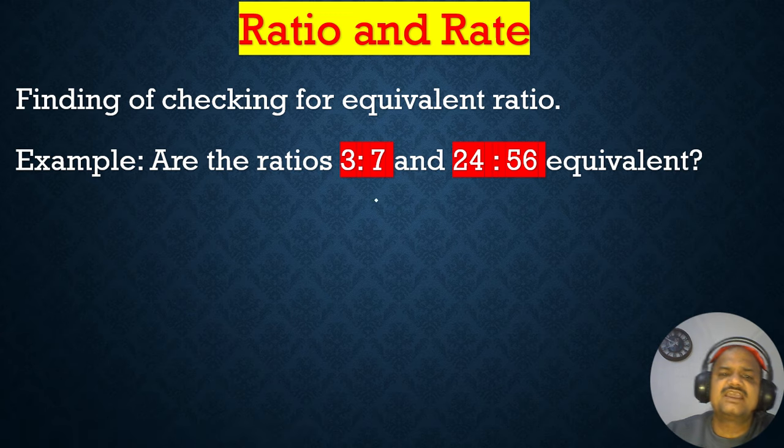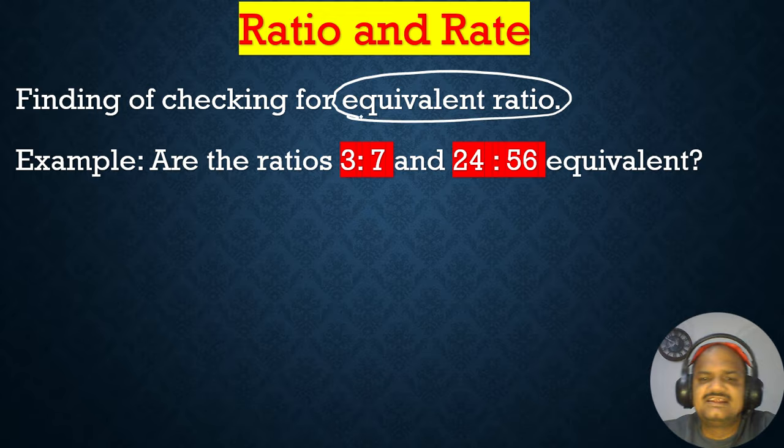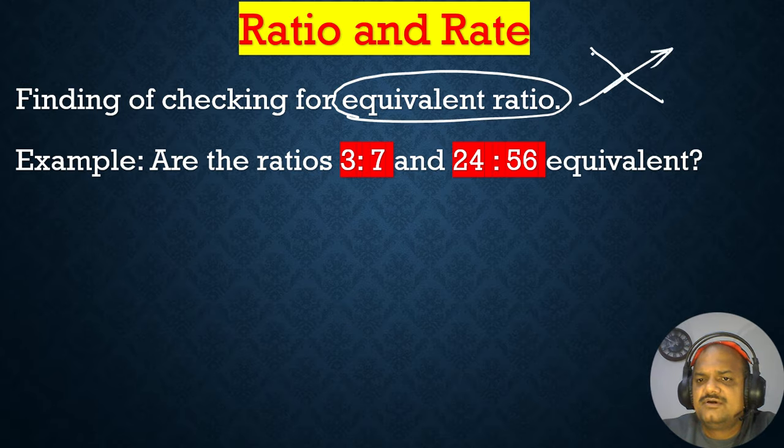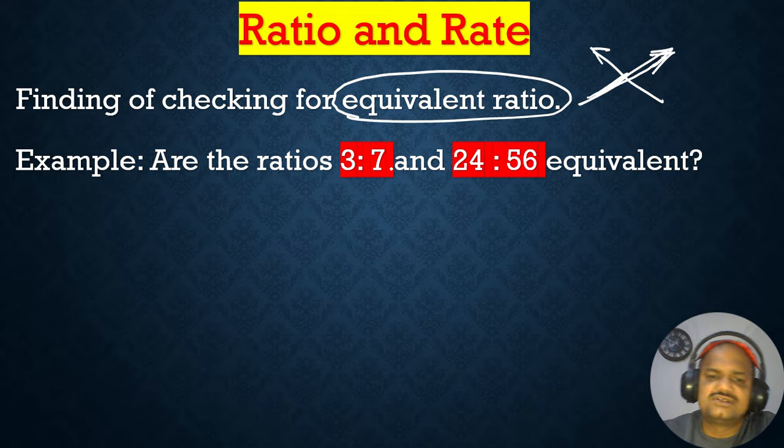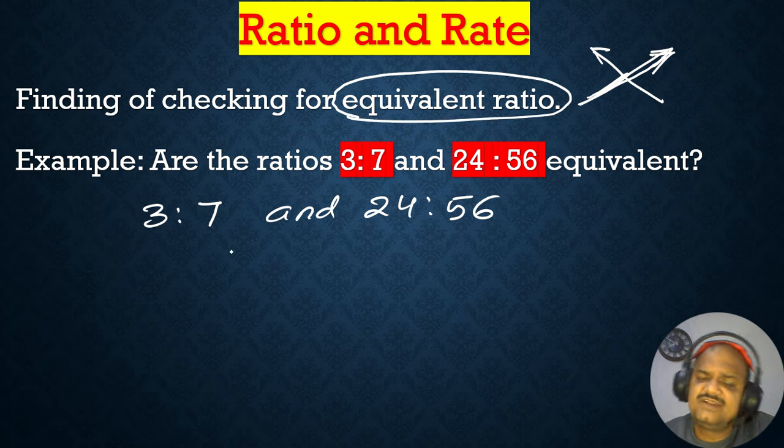Now next thing we can have is equivalent ratio. If we see this word in the question, equivalent ratio, what will you remember? You will remember cross. Okay, you have different methods for this, but this is the easiest way I have told my students. Okay, cross. For example, if you have 3 ratio 7 and 24 ratio 56, for this question also I will tell you two methods.